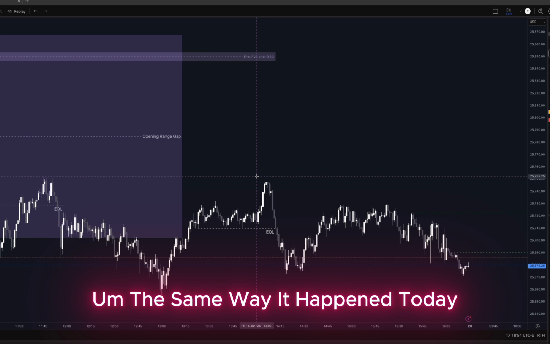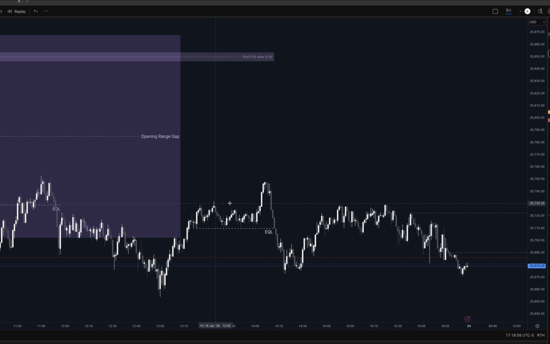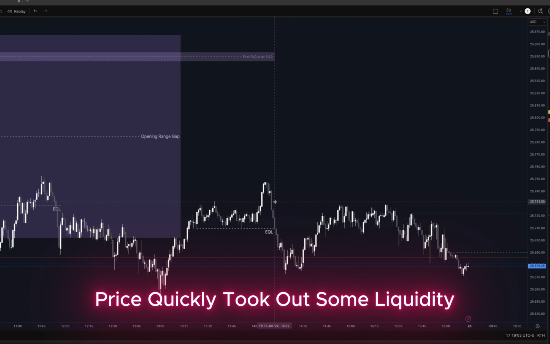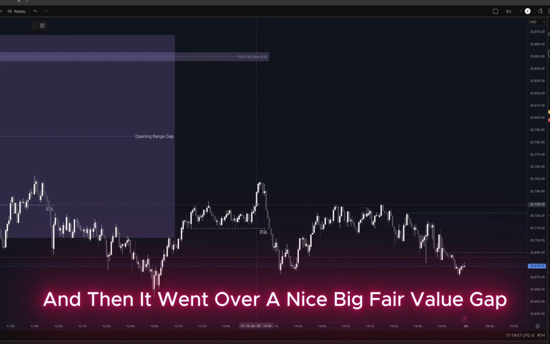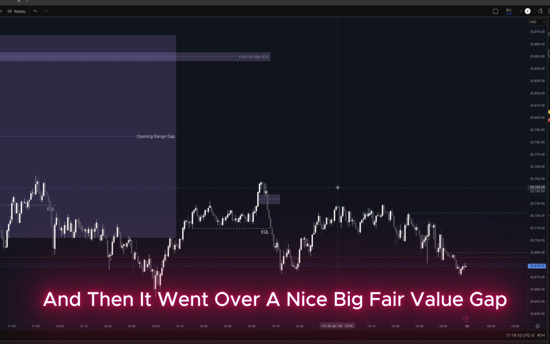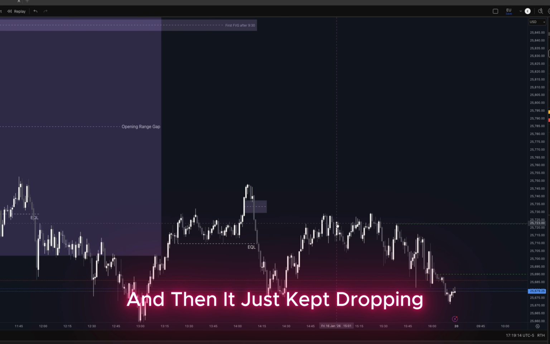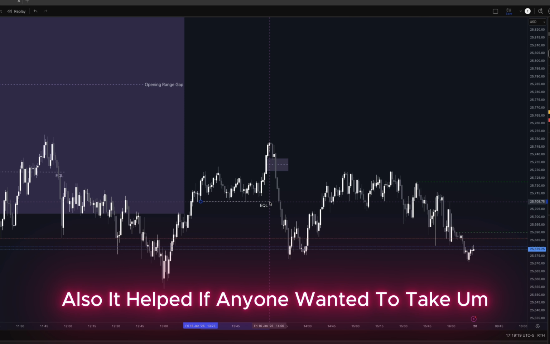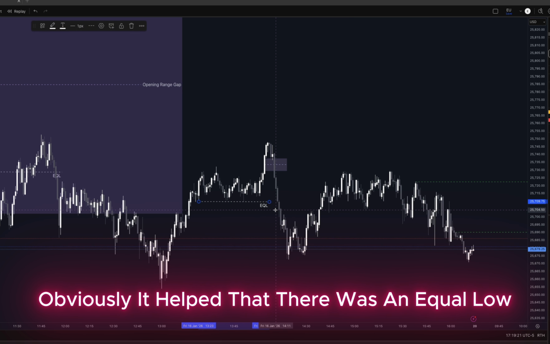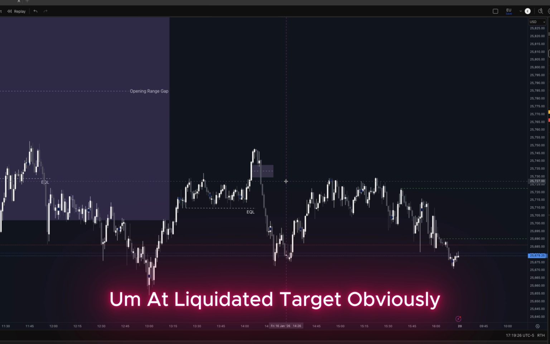The same way it happened today, just after 2 p.m., price quickly took out some liquidity, and then it went over a nice big fair value gap, closed below it, like this, and then it just kept dropping. It helped if anyone wanted to take a short like that. Obviously, it helped that there was an equal low as a liquidity target.